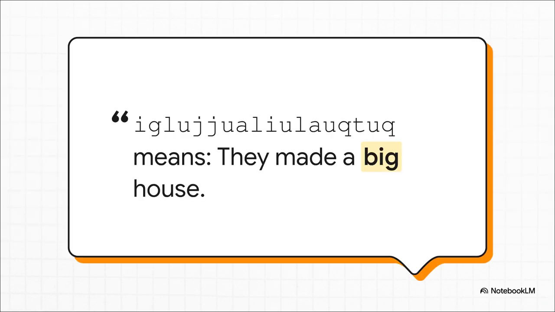And just to show you how wild this assembly process can get, some languages take it to a whole other level. In the Inuktitut language, for example, you can have a single word like this, Iglujwaliolaugtuk. That's not just a word, that's an entire sentence. It means they made a big house. This just brilliantly shows how you can string morpheme after morpheme together into one incredibly dense, complex package of meaning.